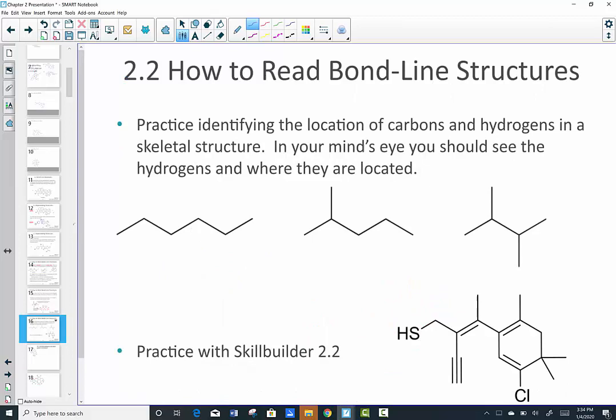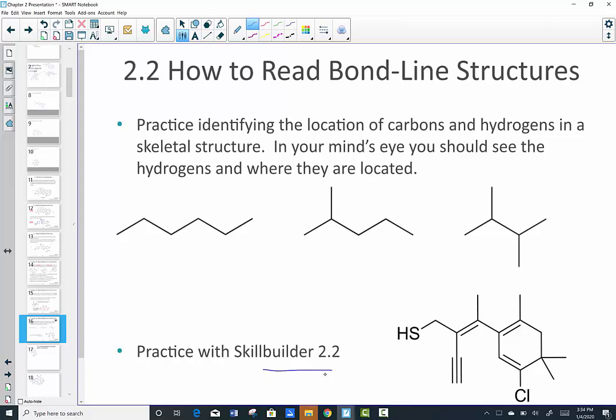When we identify the location of carbons and hydrogens in the skeletal structure, in your mind's eye, you should see where the hydrogens are located. How many are needed to complete the octet? And that's really what this next Skill Builder is going to practice.